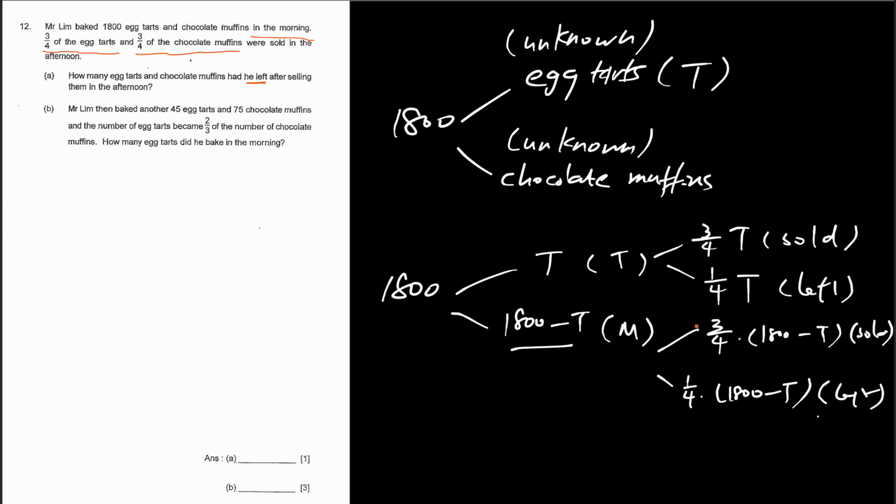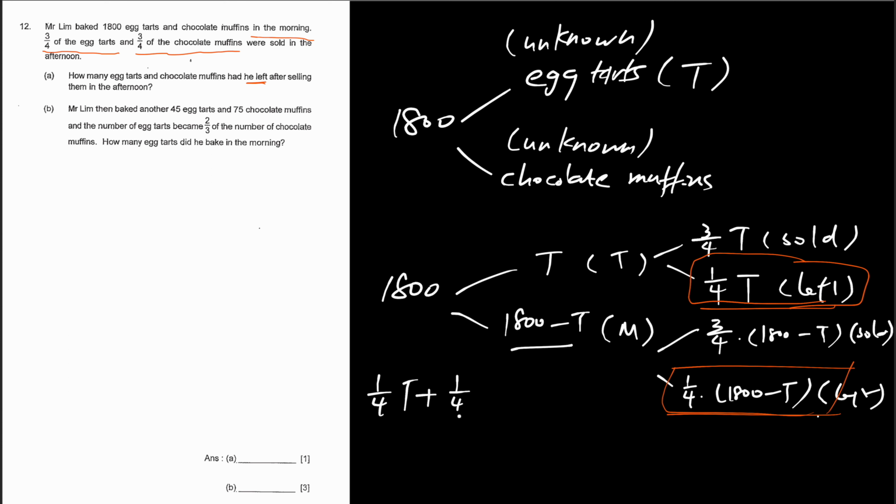So now you need to focus on the diagram. This is called the branch diagram. So which one you need to focus on? The left is here and here, right? So this is the tart left. Can you see this is tart left? This is muffin left. So now they ask what is the left, right? Does it make sense for you to add these two together? So 1/4 T plus 1/4 times 1800 minus T. Am I right? I just pick and then add them together.